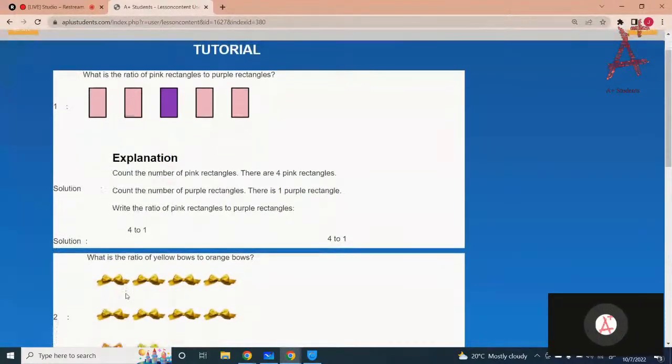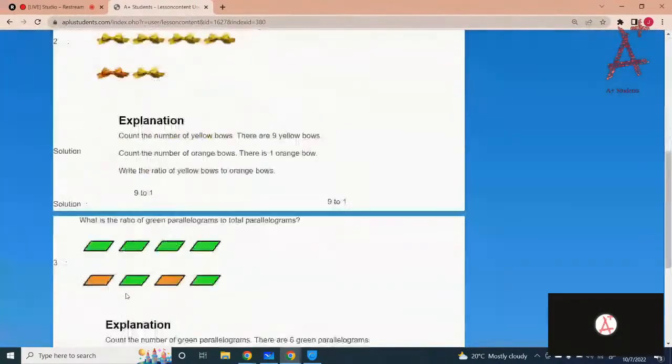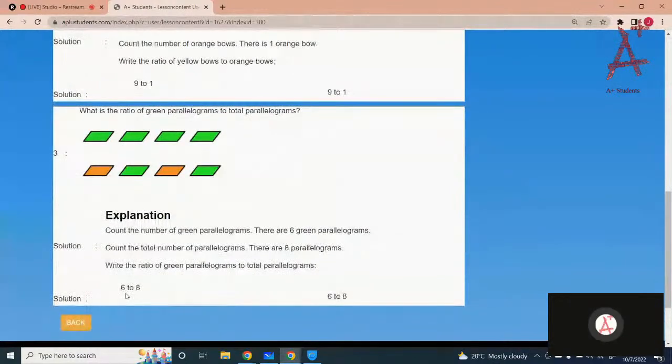Then the next one is, what is the ratio of the green parallelograms to the total parallelograms? Now you have to find the ratio of green to total. Let's count the green parallelograms first. How many of them are green? One, two, three, four, five, six, and total parallelograms are 8. So the ratio of green to total, green are 6 and the total are 8. It would be 6 to 8.